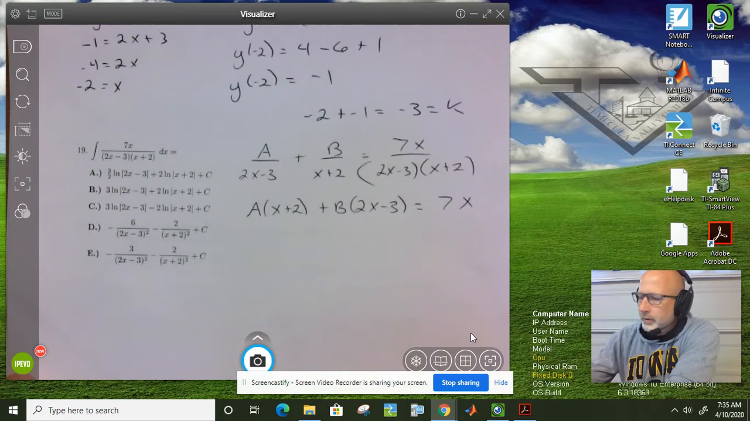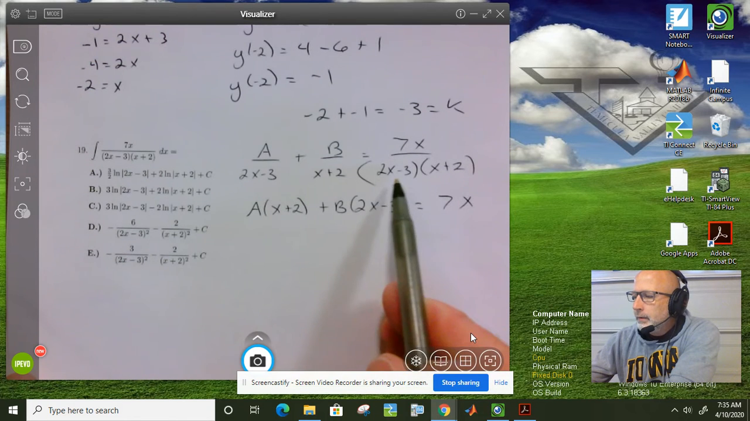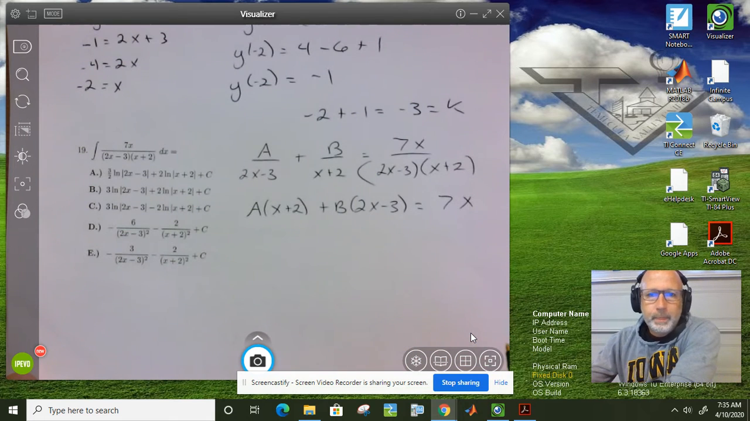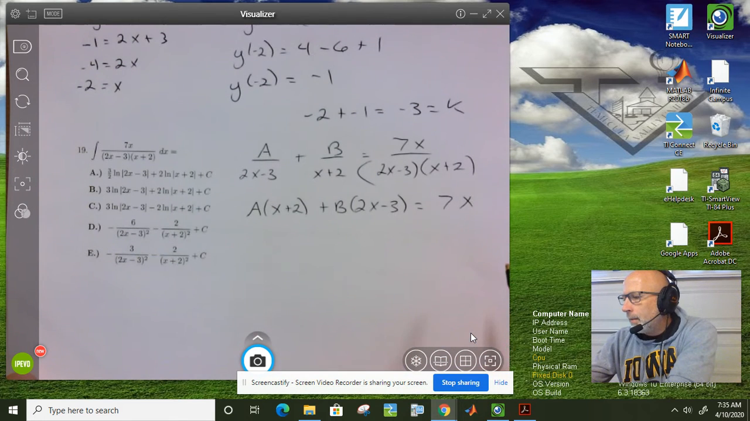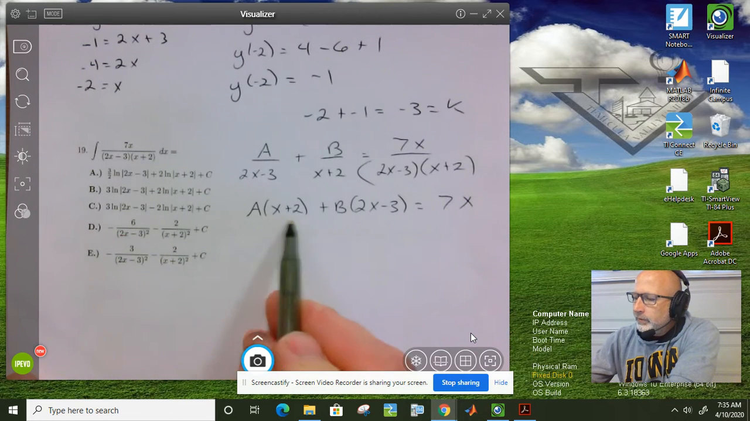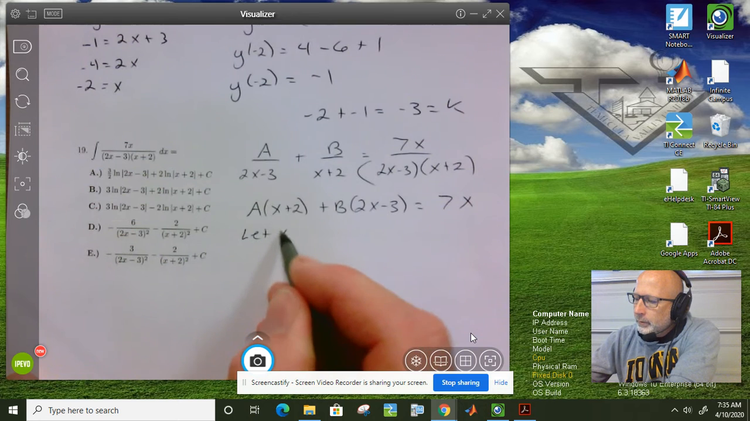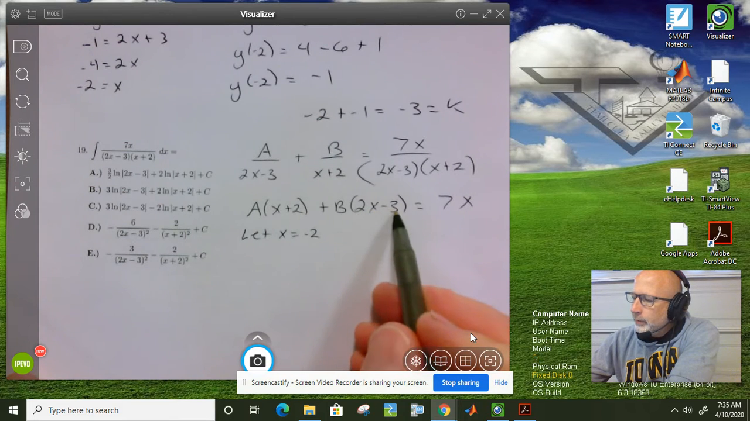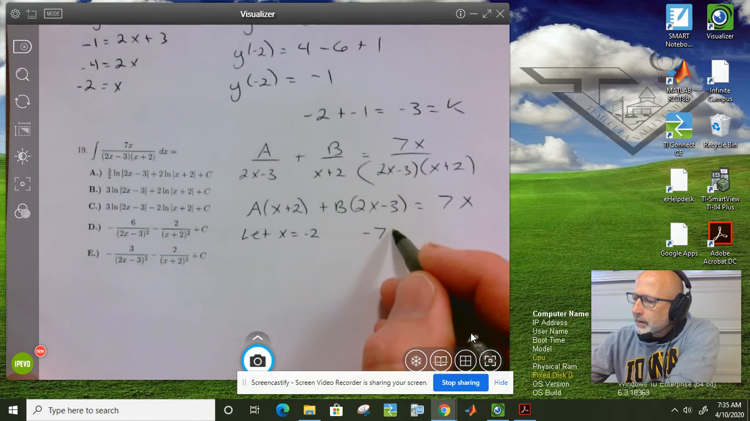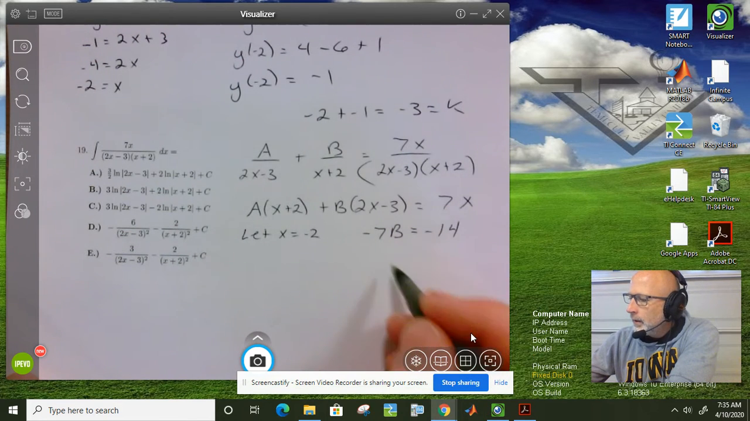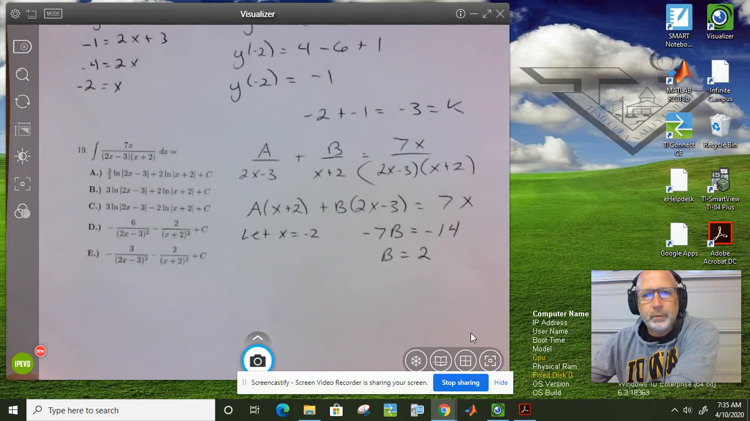Another way of viewing that too is if I multiply through by 2x minus 3 times x plus 2 on both sides of the equation, I would end up with this. Okay. Now I have to come up with a clever substitution that will make one of these terms go away. So if you notice here, if I let x be equal to -2, that's going to go away. And I'm left with b times -2, so -4 minus 3 gives you -7. So I have -7b is equal to 7 times -2 gives you -14. So b turns out to be equal to 2.